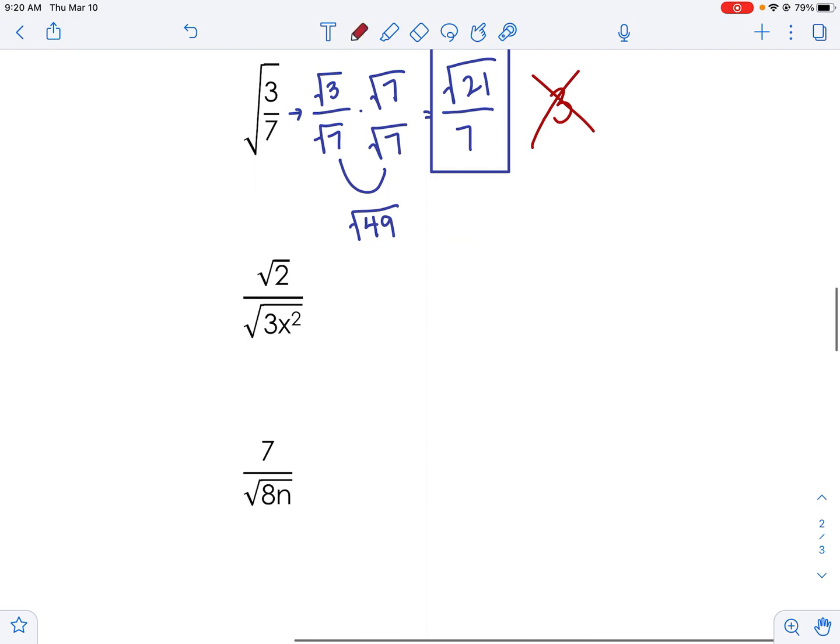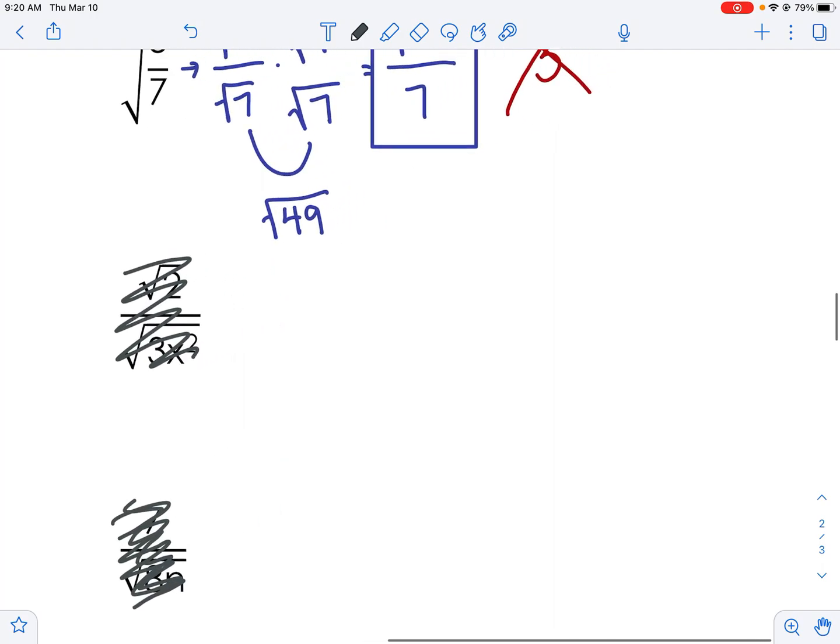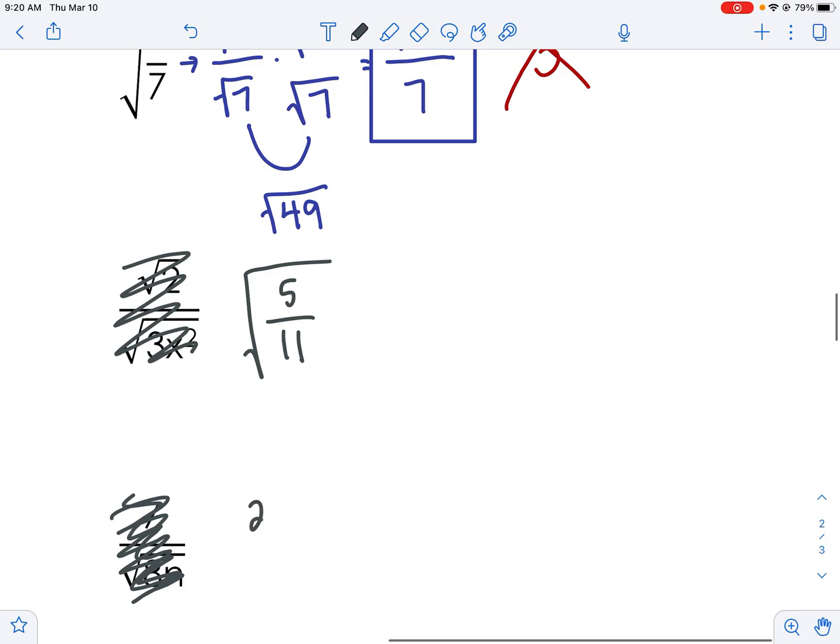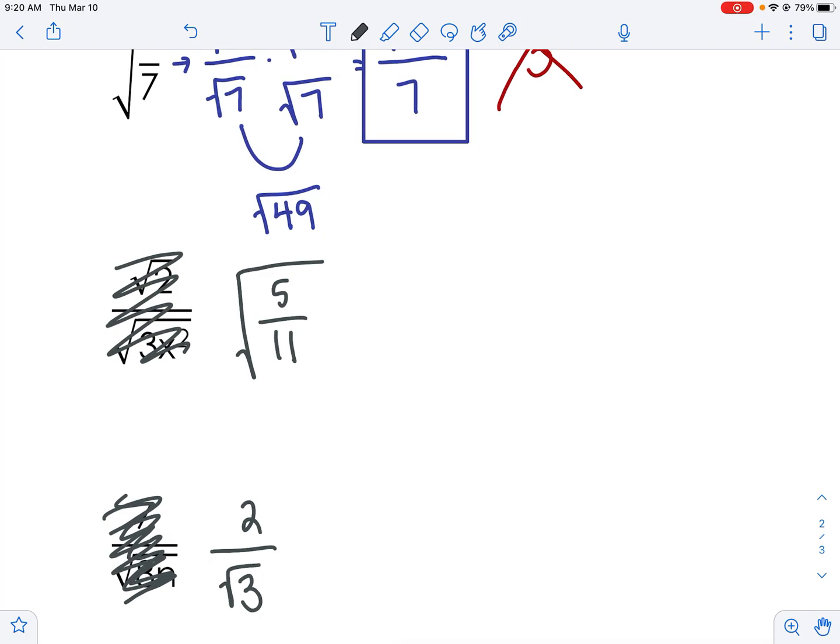Now, we're going to change out these really hard ones. I want to cross these out because let's take a look at some much easier ones. We're doing the hard ones today, and the ones you're going to see later on are much easier. Let's take a look at the square root of 5 over 11, and then let's do 2 over the square root of 3. So, let's change those problems up a bit.